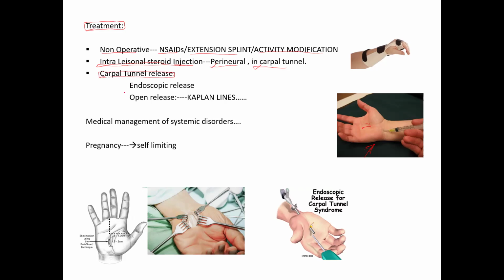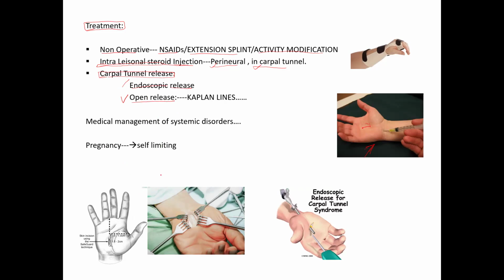What is carpal tunnel release? We open the fascia, that is the transverse carpal ligament, and cut it open so that there is no roof. It is otherwise the de-roofing of the carpal tunnel. We can use an endoscope and release it endoscopically, or we can do an open release by giving a big incision like this.